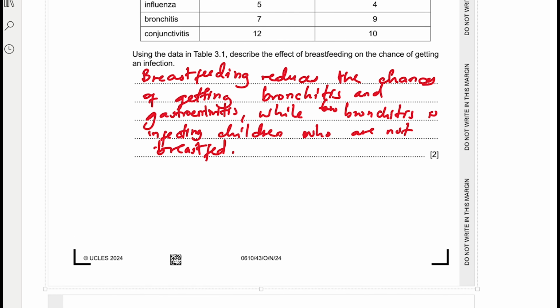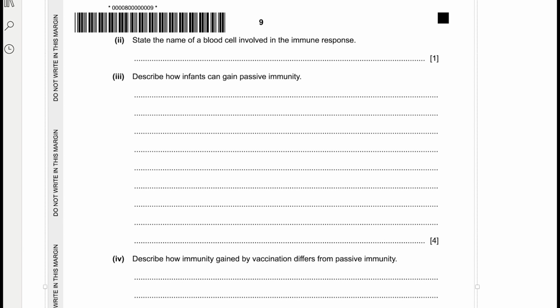Alright, let's move further. Say the name of the blood cell involved in human respiration is usually known as white blood cell. So we'll write here white blood cells. Then describe how infants can gain passive immunity. So passive immunity, this is the type of immunity that we get from other individuals.